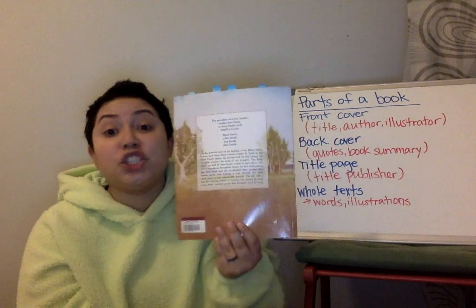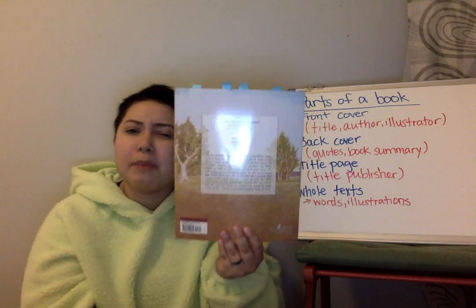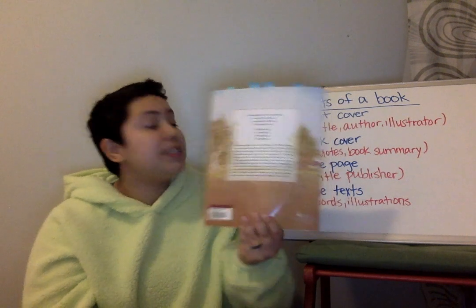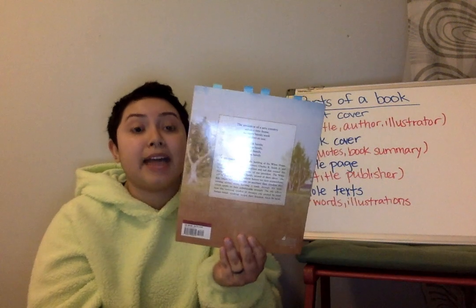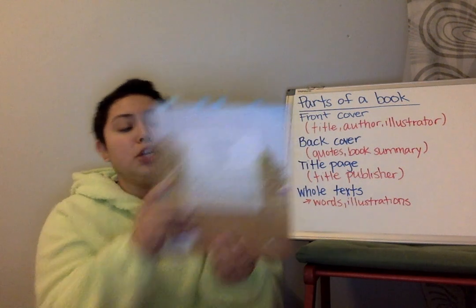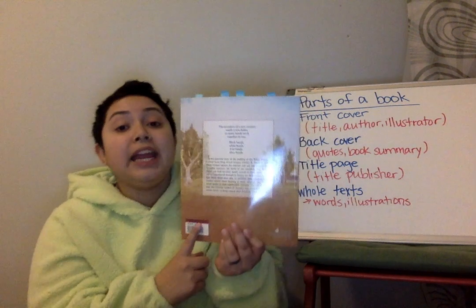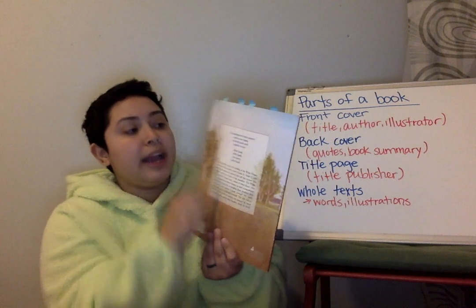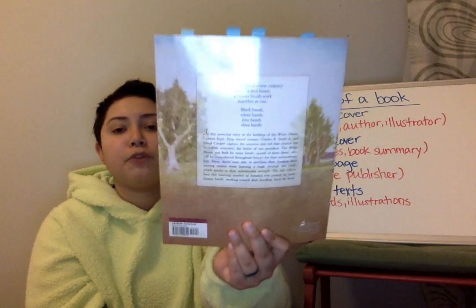Now, I get to turn it around, and do you remember what this is called? Yeah, this is the back cover of our text. Now, the cover always feels different than the inside of our book. So this is the back cover. Here, I see a summary, information about the book, and I also see some lines from the book.